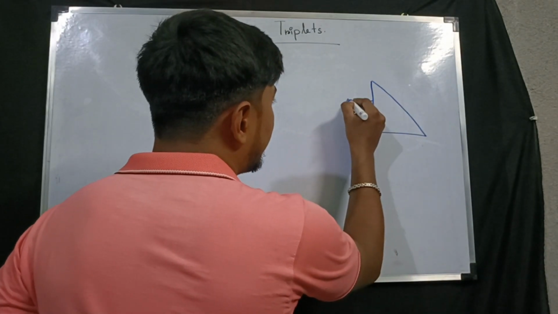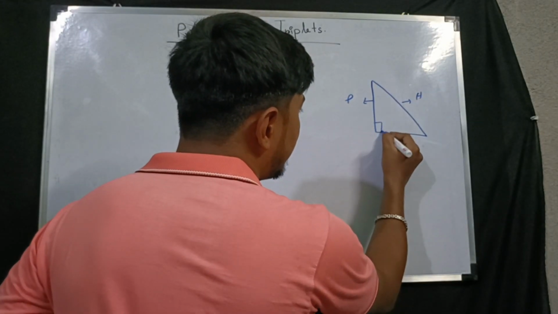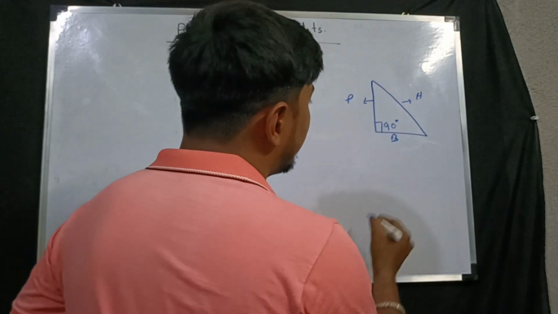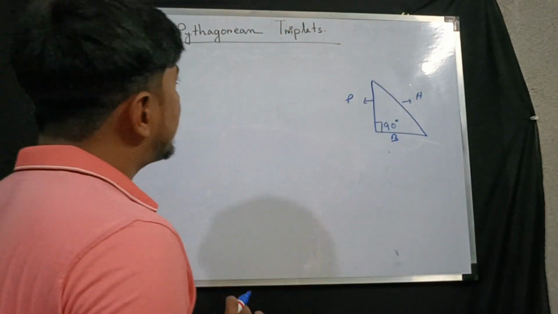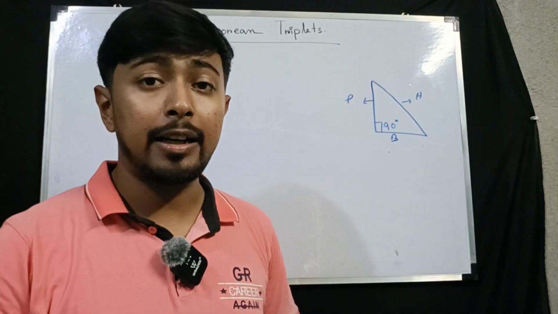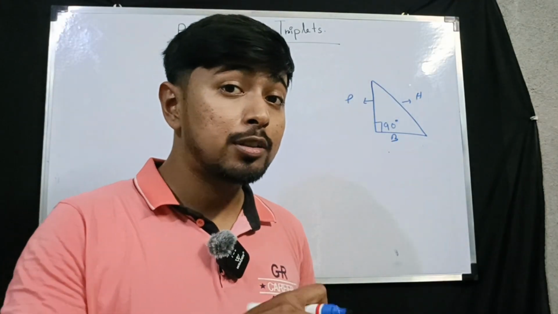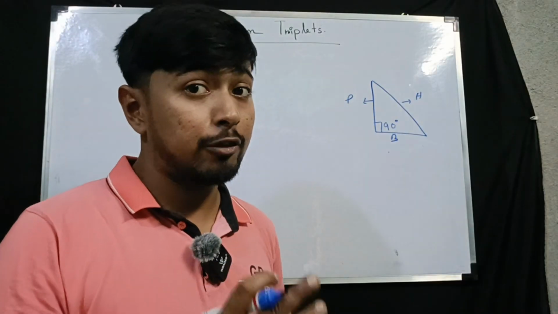So it has a perpendicular, a base, and the hypotenuse. It is 90 degrees. This is a right angle triangle. Okay. So first of all, what are Pythagorean triplets? It is a set of three numbers such that if we square the first two numbers and then add them, the result will be the square of the third number.